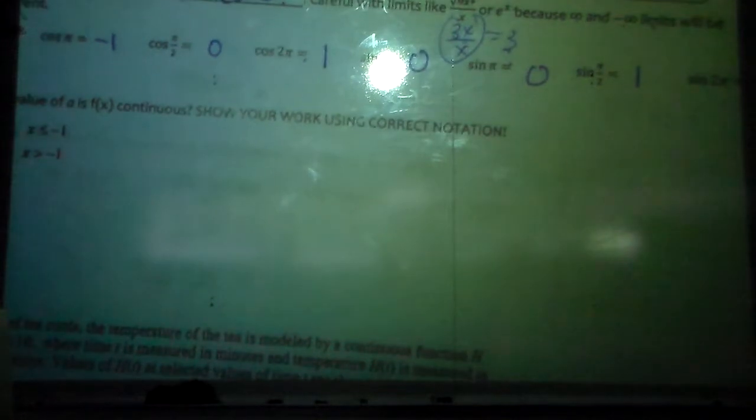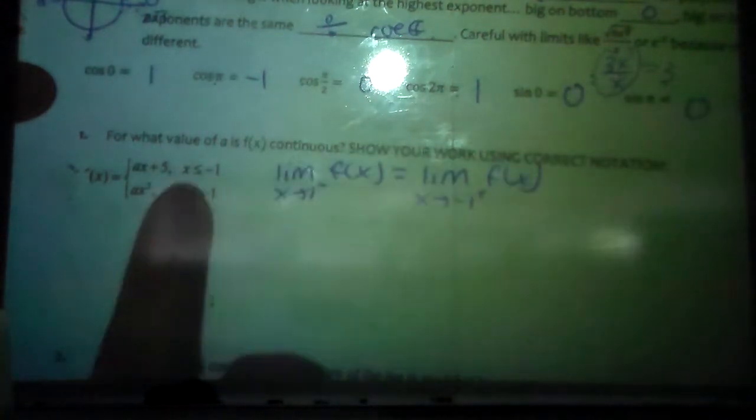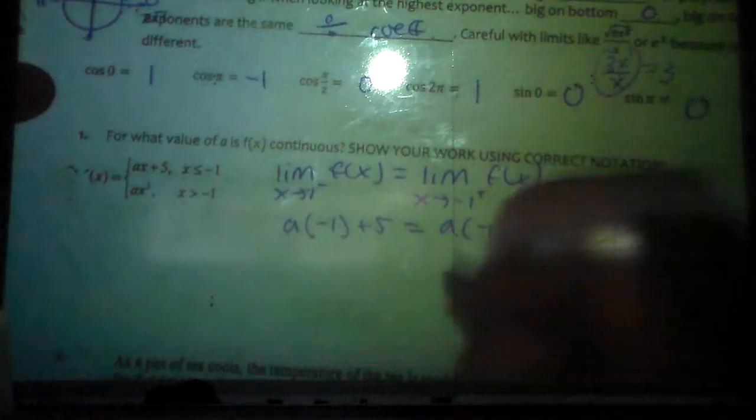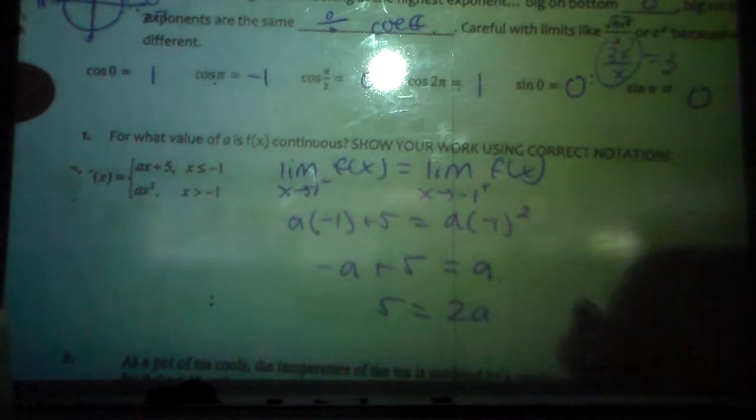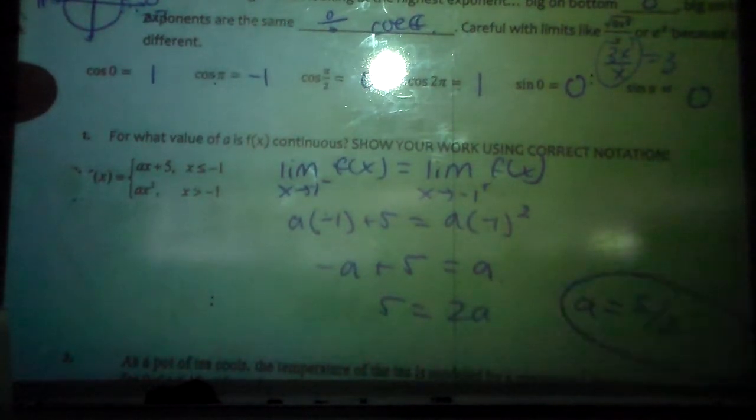For what value of a is f of x continuous? Show your work using correct notation. So for continuous, you need the limit as I approach from the left to be equal to the limit as I approach from the right, and also equal to the function value, but that's included in my left limit. So that's a times negative 1 plus 5 equal to a times negative 1 squared. Negative 1 squared is 1, so this is just a. Negative a plus 5, add the a over, that gives me 2a, so then a is equal to 5 halves.